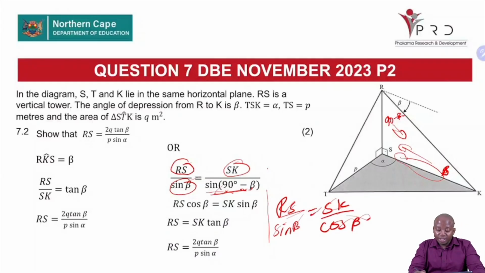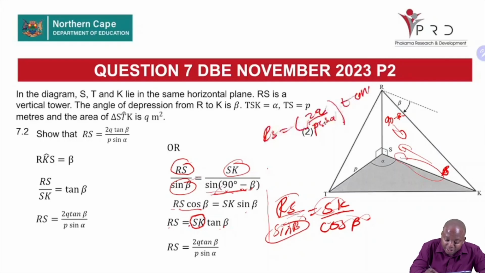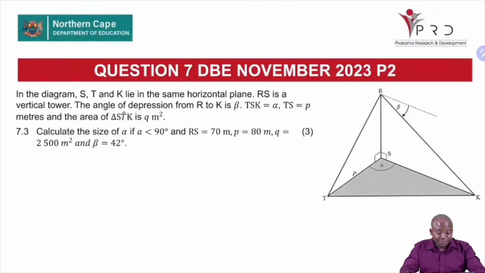Now, what we do is cross multiply. We have RS cos beta and sine beta times SK. Then RS is SK tan beta. Then we substitute the value of SK in this case. Our value of SK was 2Q over P sine alpha, multiplied by tan beta. Then we take that as our RS.